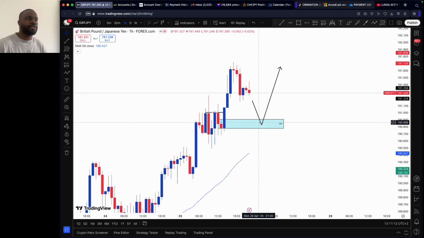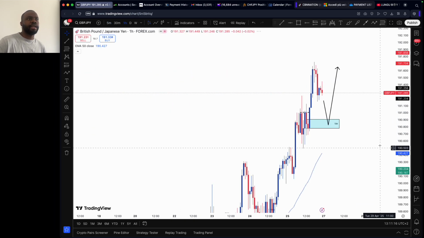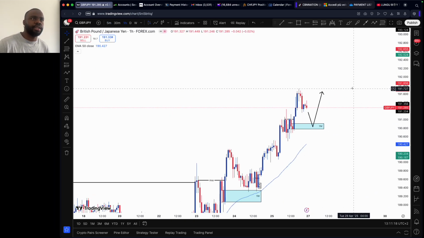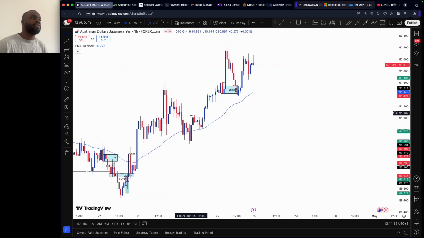I'll wait for price to come here, then jump to the 5 minutes and wait for my shift of structure to take the price to the upside. That is for GJ.